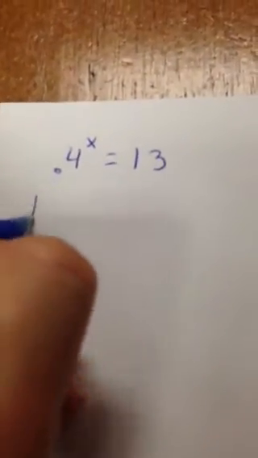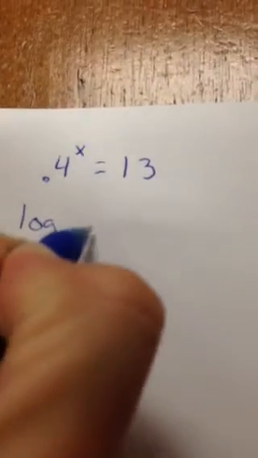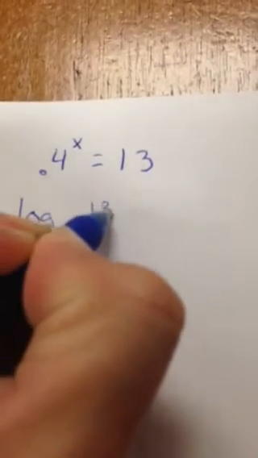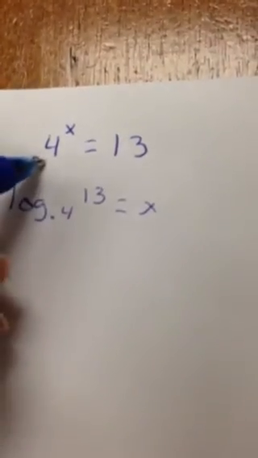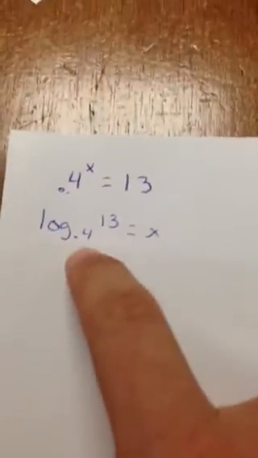If we put this into logarithmic form, we should have log base 0.4 of 13 equals x. We do that because 0.4 is the base of the exponential, so it will also be the base of our log. It asks us which power gets you from 0.4 to 13, and that's what x is.